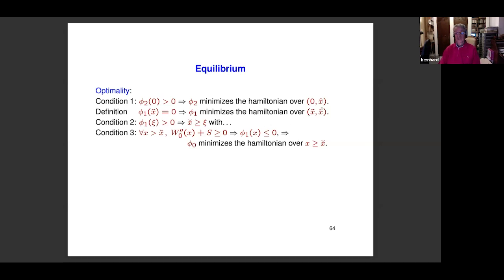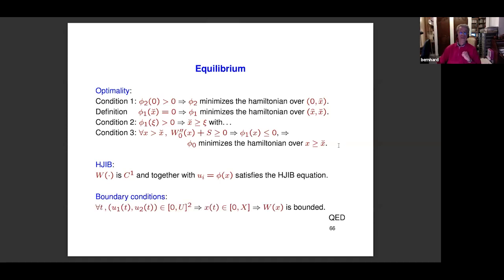Therefore, if it was 0 at x stretch and the derivative is negative, for x larger than x stretch, it's negative. And if this formula is negative, then phi 0, which is 0, minimizes the Hamiltonian. So now I know that my composite phi function minimizes the Hamiltonian over the whole half line 0 plus infinity. I know that my function W, composite function W, is C1 and satisfies the Hamilton-Jacobi-Isaacs-Bellman equation. And I have the boundary condition.